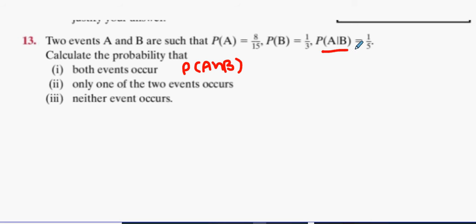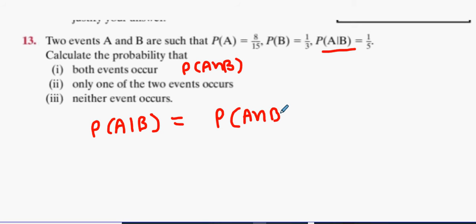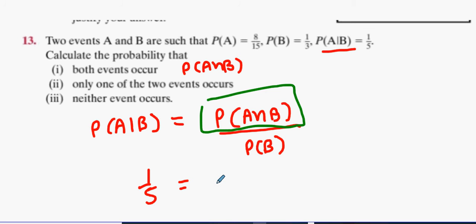Go to your definition of P(A|B). The definition of A occurring given that B has already occurred is the probability of A intersection B all over the probability of B. Is that alright with you guys? Oh, sorry. Probability of A given B is 1/5. I'm going to replace this with the letter X. The probability of B happening is 1/3.